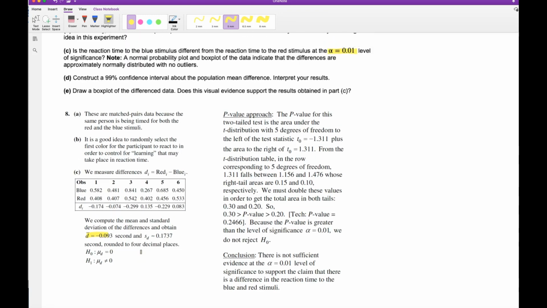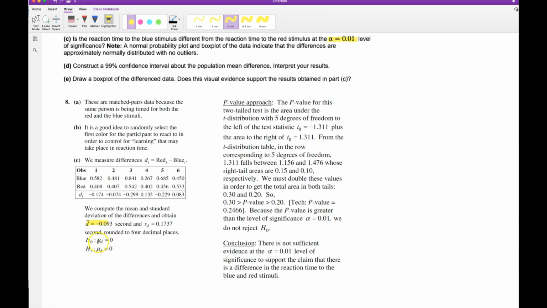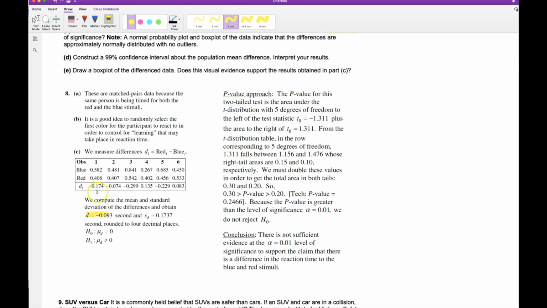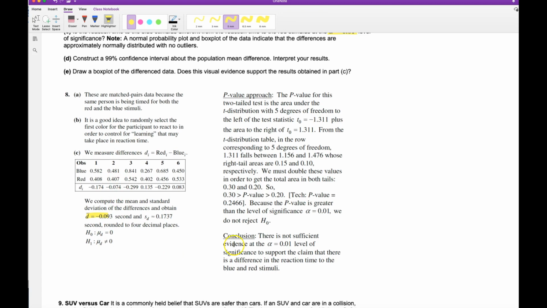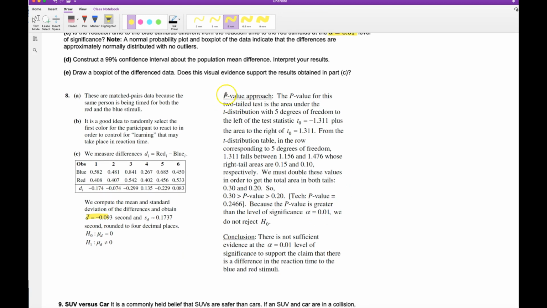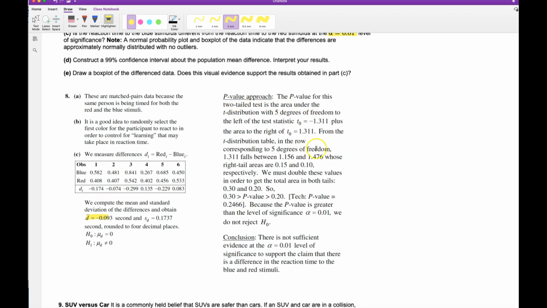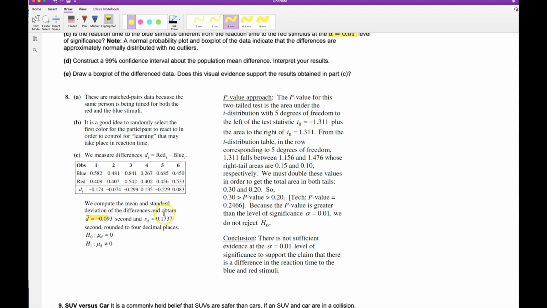The hypothesis test we're running is that the difference for the participants is 0, meaning there is no difference between blue and red, versus that there is a difference, that it's not equal to 0, meaning there is some difference between blue and red. And again, we use the p-value approach. This is if we were doing it by hand and calculating, but we're going to do StatCrunch. I'll show you what we have here.